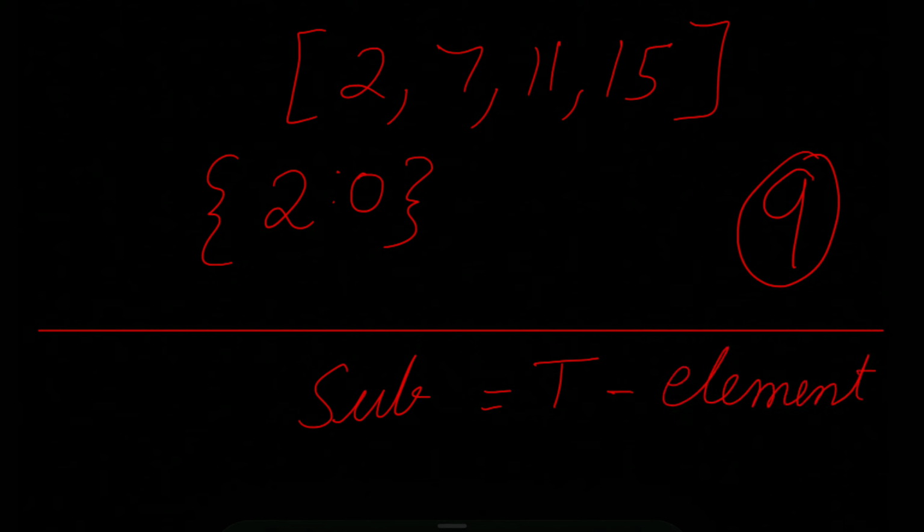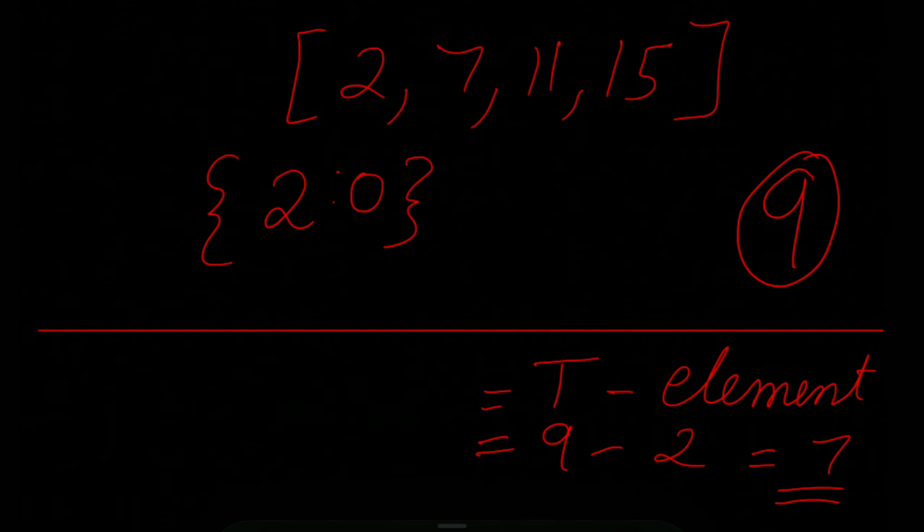So when the loop will run for the first time, the element will be 2, right? So it will be equal to 9 minus 2, which will be equal to 7. Now, can we get the answer from this? No, we can't. Why is that? We have 2 in the hash map, so we can be sure that 2 is in the array, right? But in this case, sub, that is 7, is not in the hash map. So we don't know if 7 is in the array or not. So with this, the for loop iteration has ended.